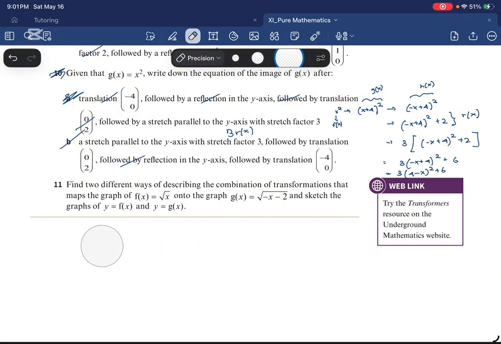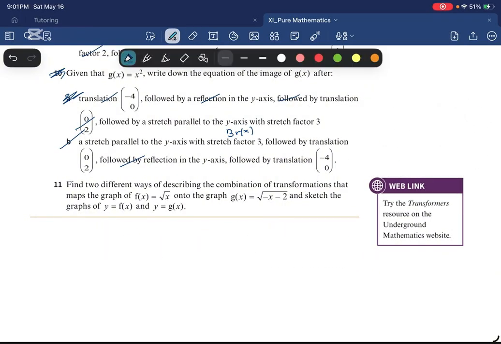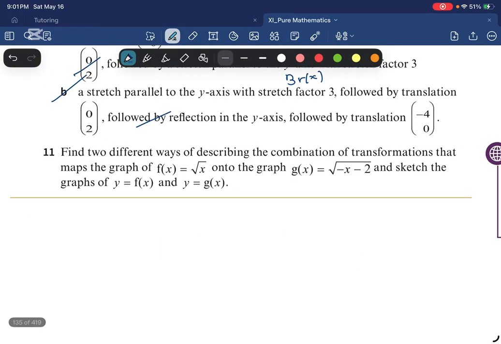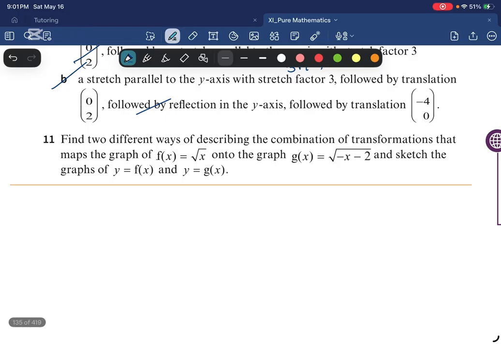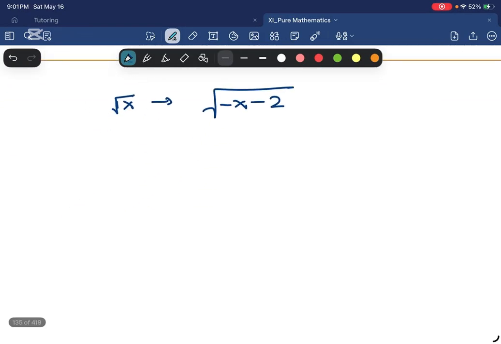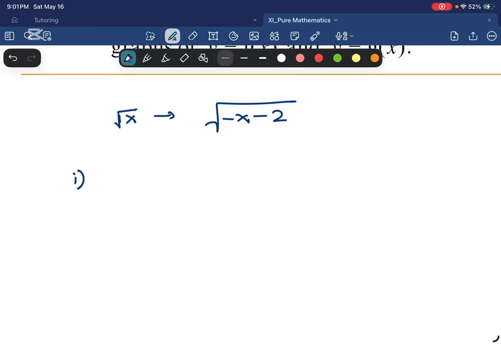And finally, 11. Find 2 different ways of describing the combination transformation that maps this curve onto this thing and sketch the graphs. So I'll try to sketch the graph actually. So we have square root of x, and that is being mapped to minus x minus 2. We can follow our standard way of doing this.